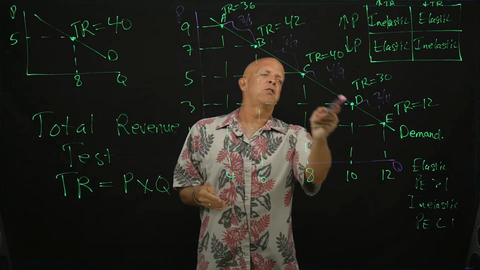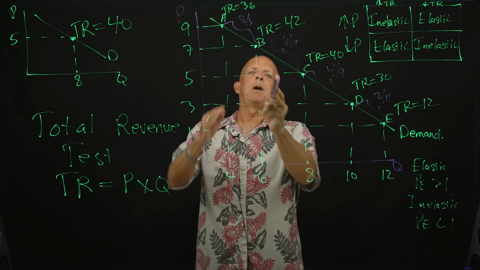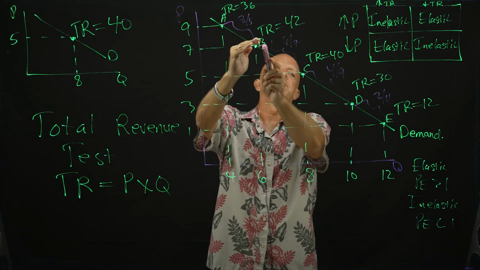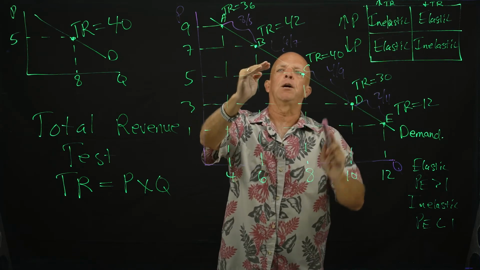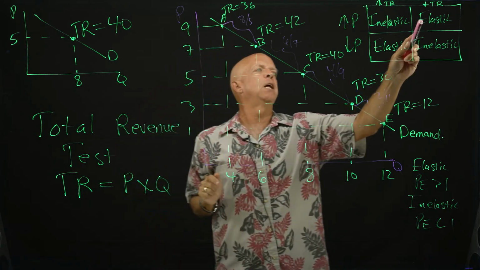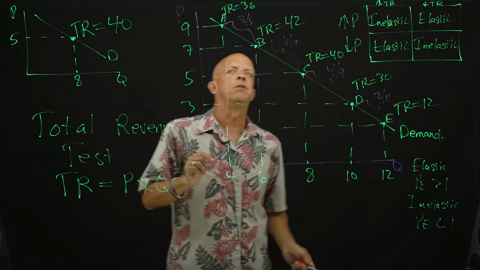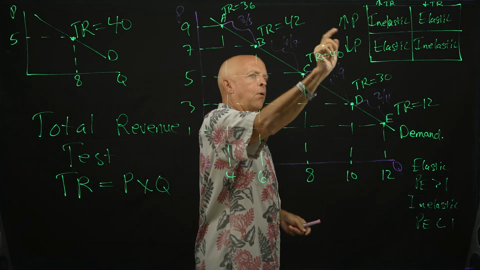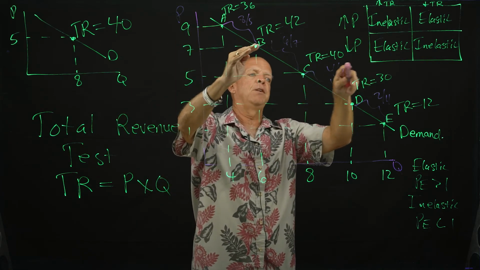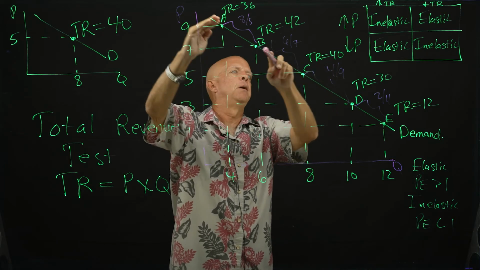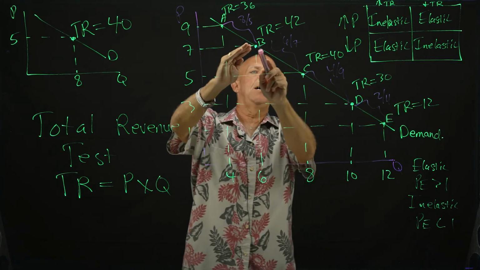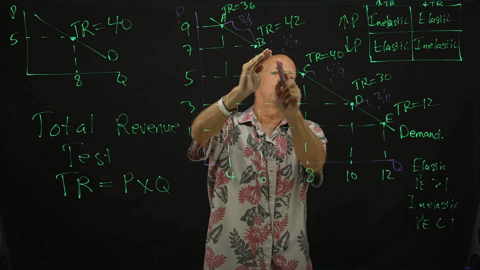So on the inelastic portion, if I raise my price, my revenue is going up. So we're right here. This portion here corresponds to this right here. But if I continue to raise my price, I am losing revenue. So now I'm over here if I'm raising my price. And vice versa for the drop in the price. If I drop my price and my revenue is going up, I'm on the elastic portion. And if I drop my price and my revenue is going down, I'm on the inelastic portion.